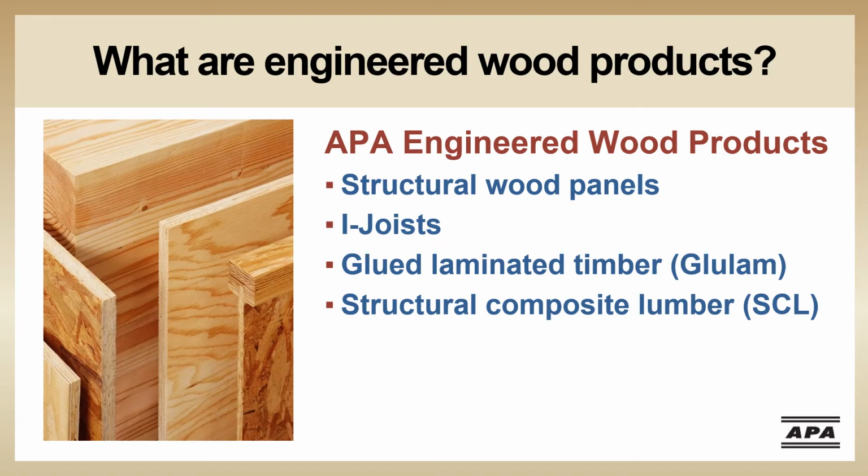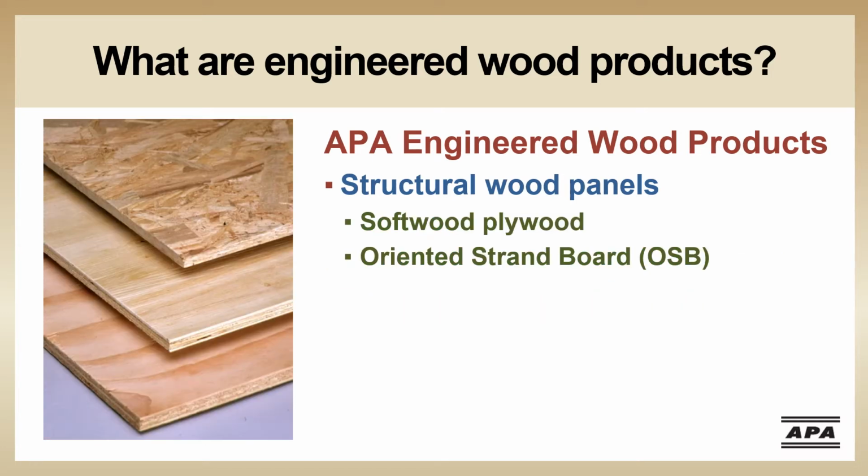Here is the group of products that make up APA's family of engineered wood. They range from a wide variety of wood structural panels to floor joists and roof rafters, or structural beams and columns. Wood structural panels include structural plywood and oriented strand board, or OSB. We will spend much of our time today detailing what these panels are and how they can be used outside of construction.